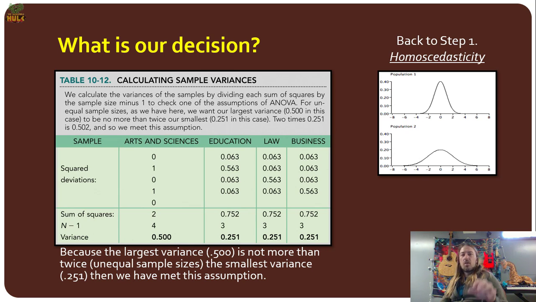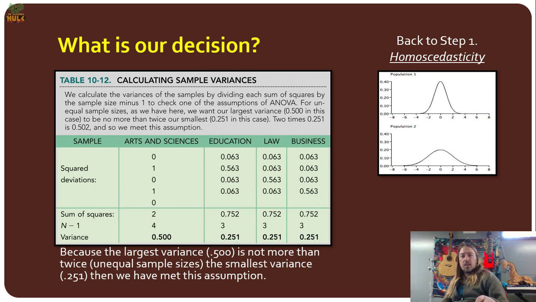We need variance. We have unequal sample sizes. That means that our largest variance cannot be larger than 2 times the smallest variance. If we look to education, law, and business, they all have the exact same variance. It's a weird coincidence. They're all 0.251, so it doesn't matter which one of those we pick.